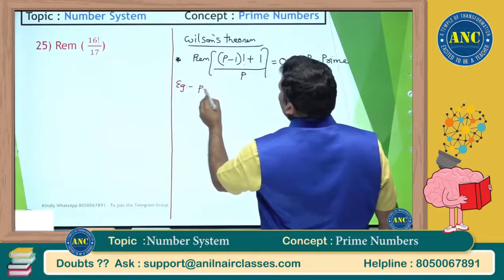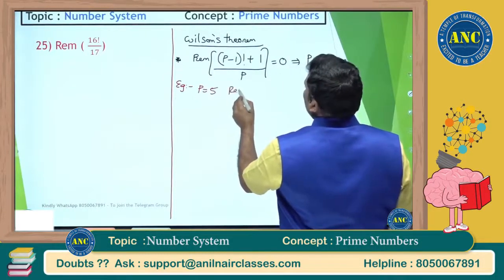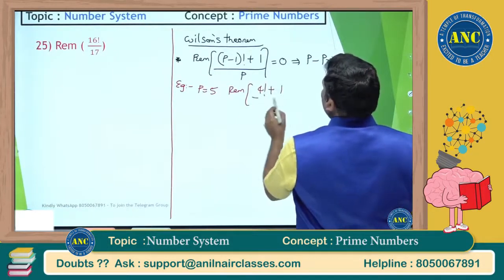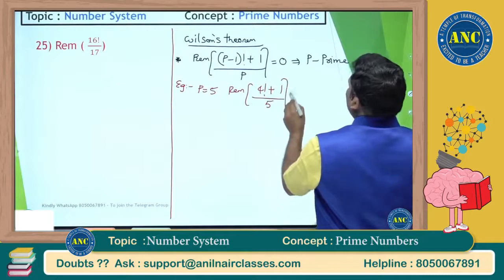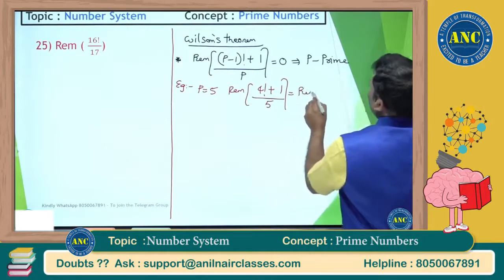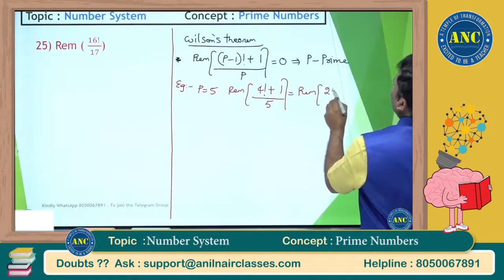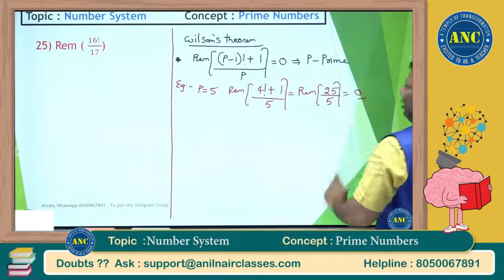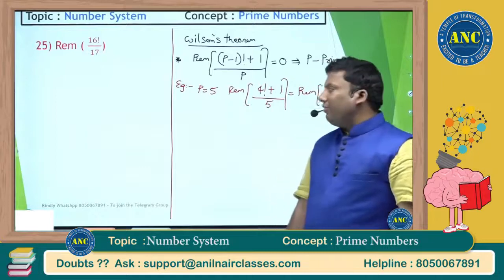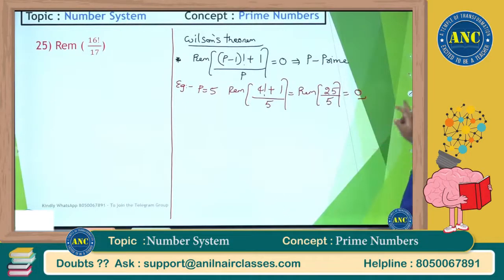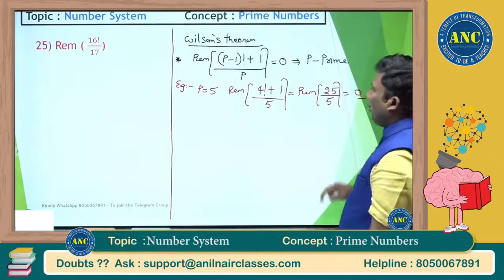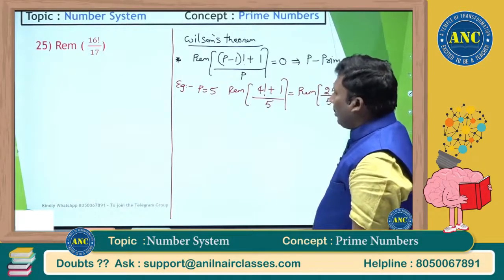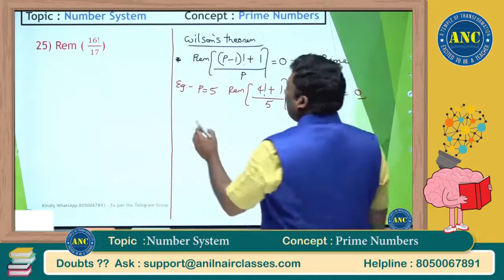If p equals 5, this will become 5 minus 1, which is 4 factorial, plus 1, divided by 5. 4 factorial is 24. 24 plus 1 is 25. 25 divided by 5: 25 is perfectly divisible by 5. The remainder is 0. (p minus 1) factorial plus 1 divided by p is 0. Second key point.